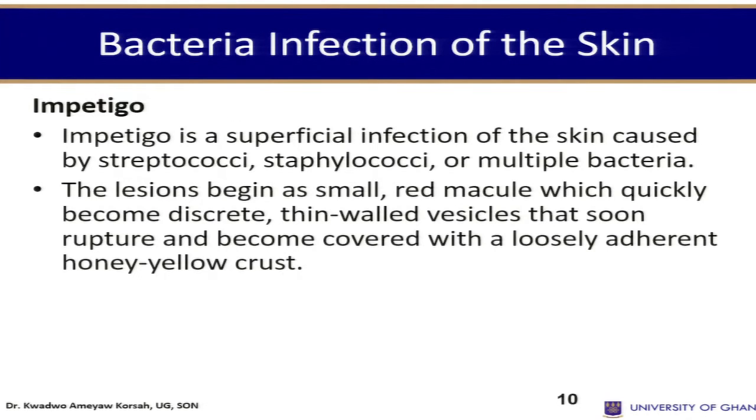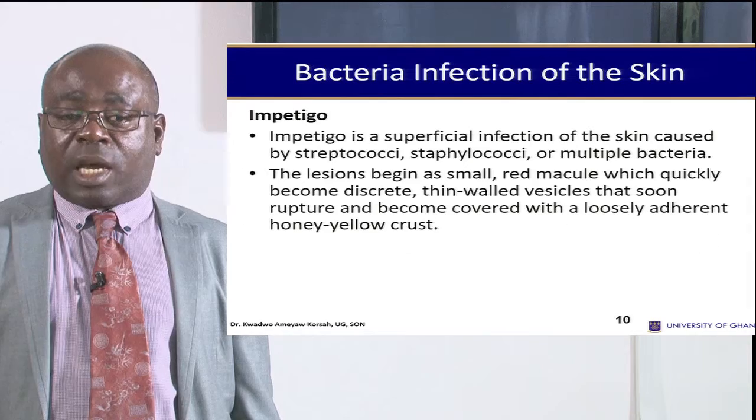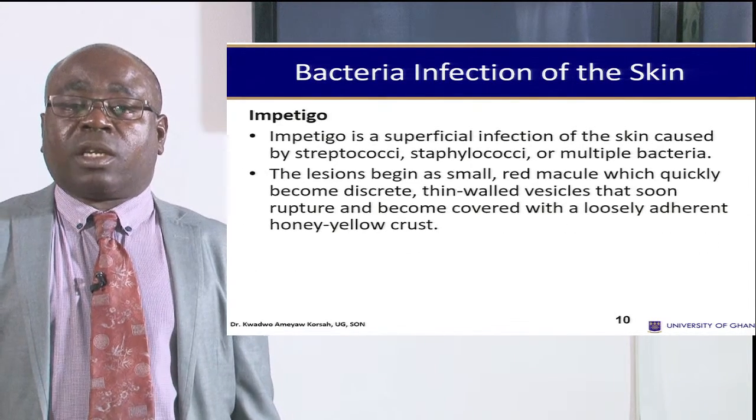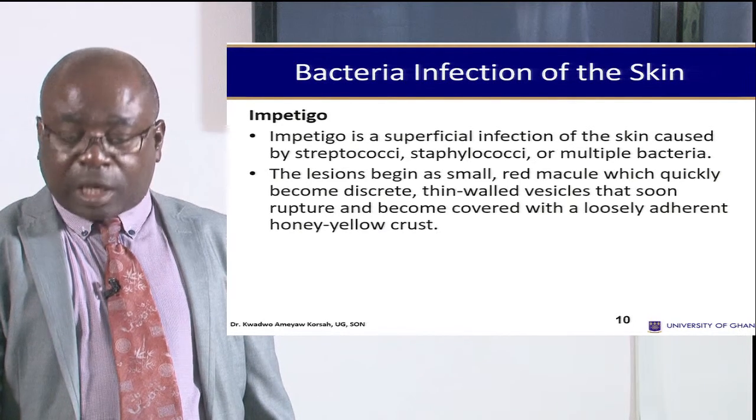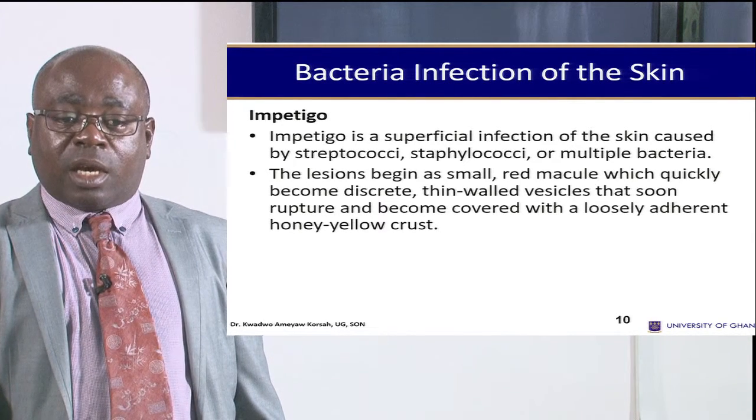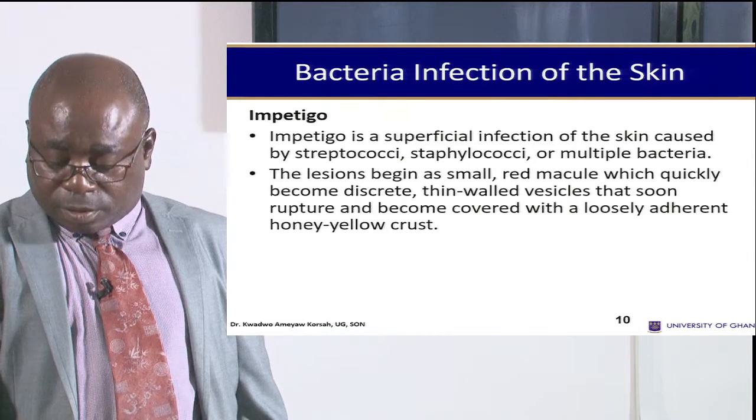So now if I mention crust, you understand. Once the lesion ruptures, fluid and some kind of blood may come to the surface of the skin, and then when wind blows over it, it becomes very hard and rests on the skin, and that is the honey yellow crust.